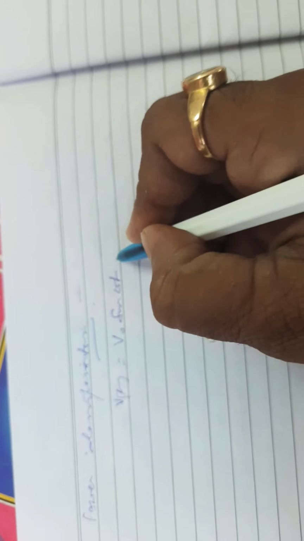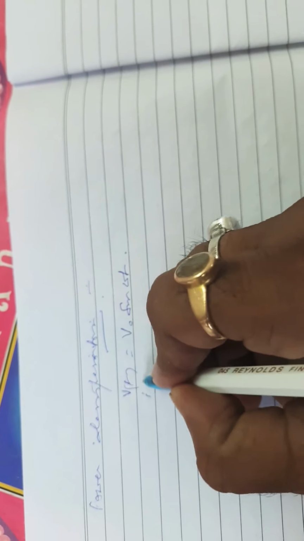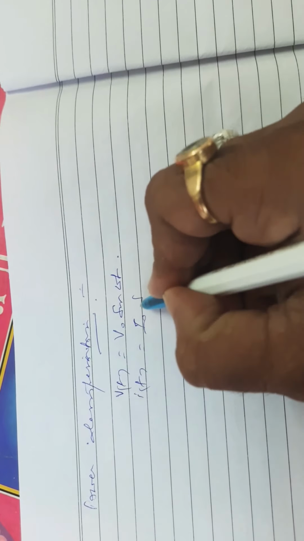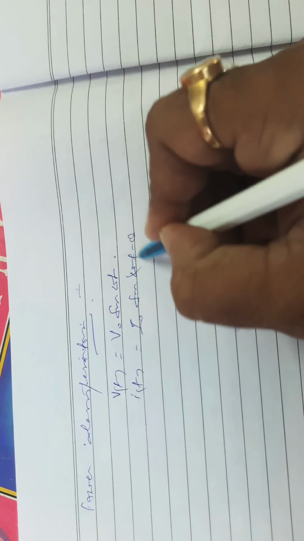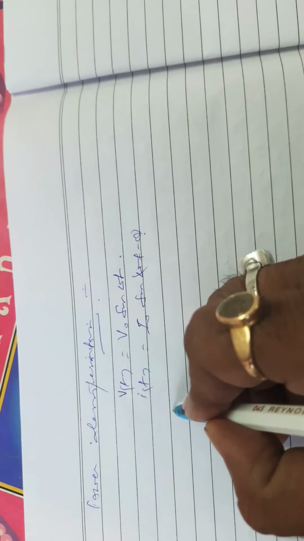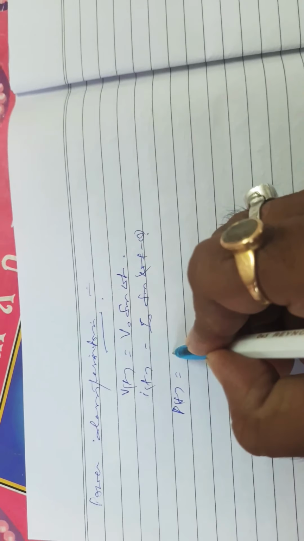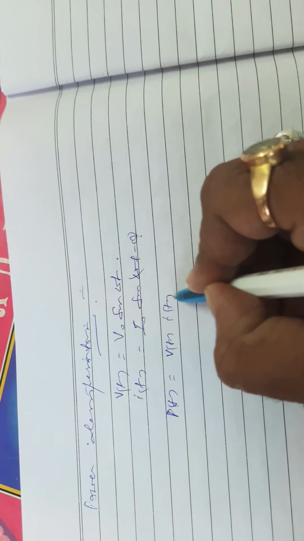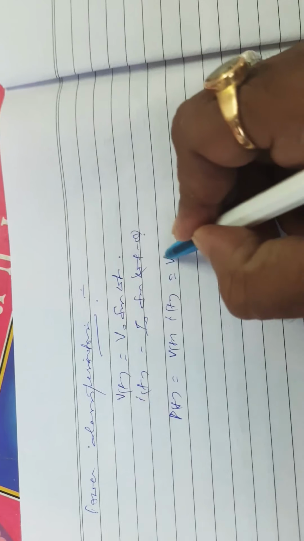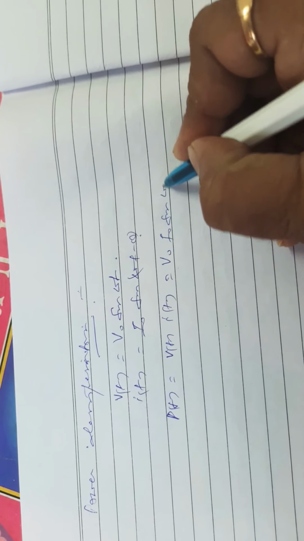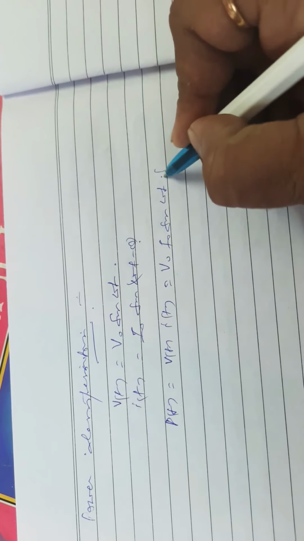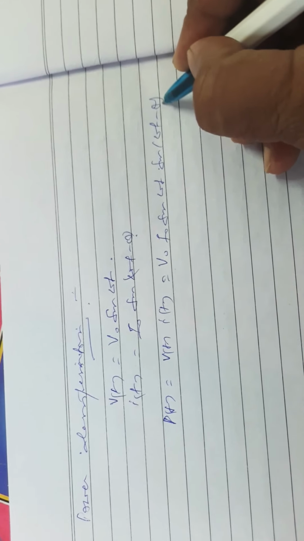Now what we know is that we have an applied voltage V(t) equal to V naught sine omega t. It is the applied voltage in a circuit, and the corresponding current we have assumed to be I naught sine(omega t minus theta). So the instantaneous power can be given by P(t) equal to V(t) into I(t). That is very much obvious. So this could be written as V naught I naught sine omega t into sine(omega t minus theta).